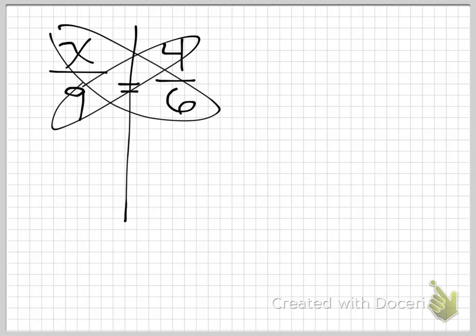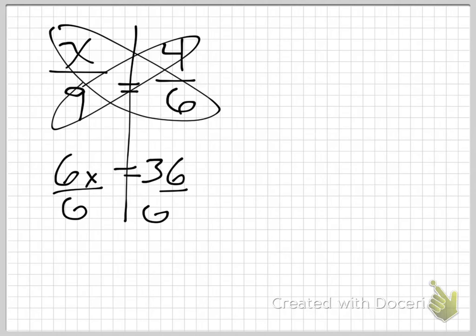Let's try another one. Let's try this. A couple of things you can do here. One, anytime you want to, line down the equal sign, cross multiply. X times 6 is? 9 times 4 is? Agreed? Okay.